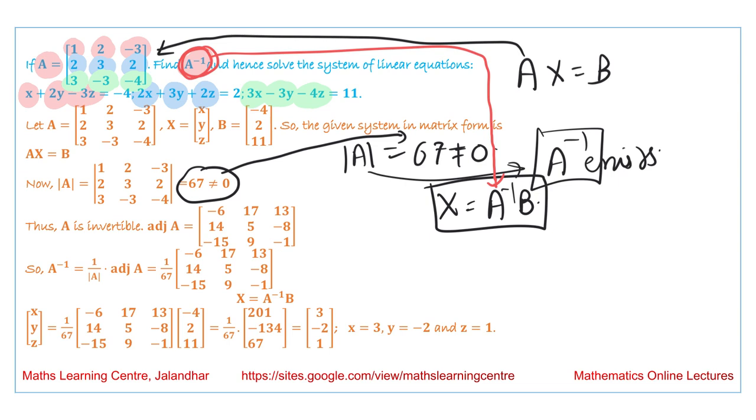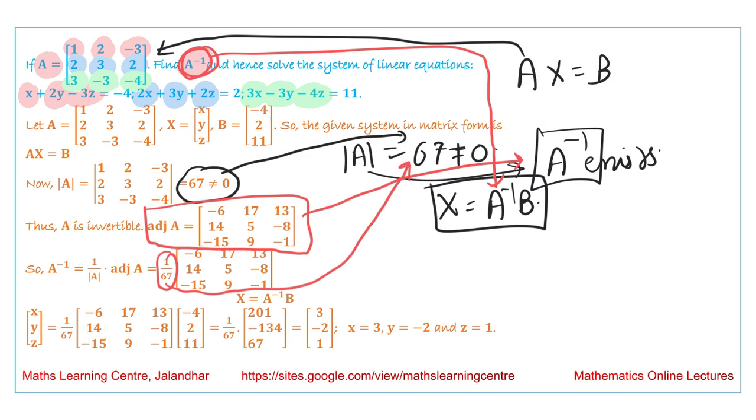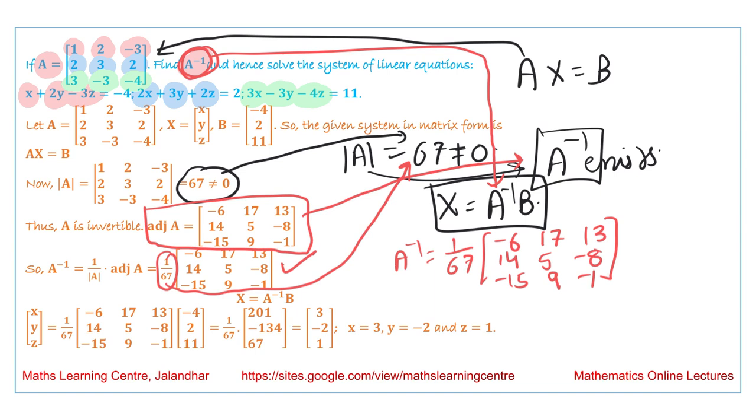First of all, we are calculating adjoint A. This is the value of adjoint A, which you can calculate. The determinant is 67, as we have already seen. So the value of A inverse is 1 by 67 times the matrix with rows minus 6, 17, 13; 14, 5, minus 8; minus 15, 9 and minus 1. So this is our first part, where we had to find A inverse.